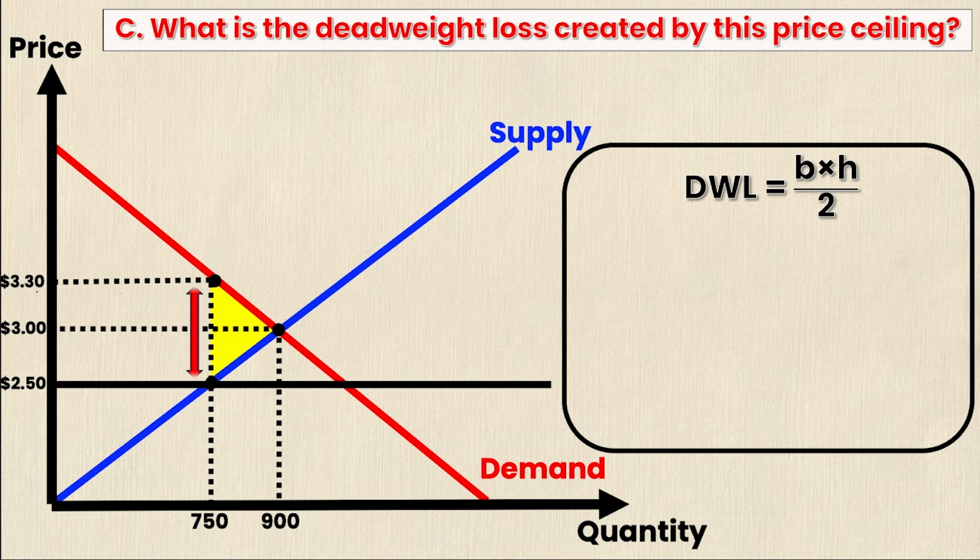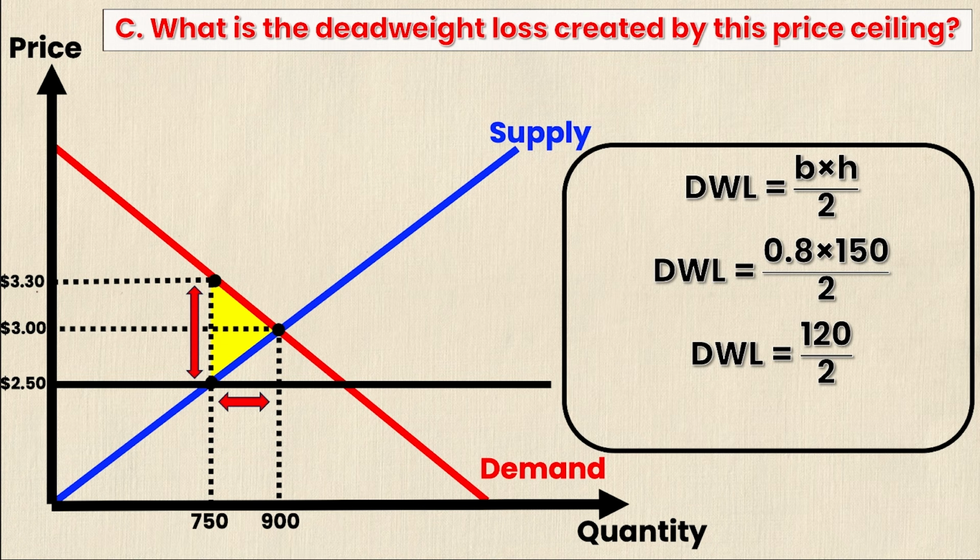And you might notice that the base is right here. It's the difference between $3.30 and $2.50. And the height of the triangle is right here. It's the difference between a quantity of 750 and a quantity of 900. So if I take these differences, it yields me the following. 0.8, which is the difference between $3.30 and $2.50, times the height, which is 150, and that's just the difference between 900 and 750, divided by 2. Simplifying the top, I get deadweight loss is equal to 120 divided by 2, and then finally deadweight loss is equal to $60. And that's my solution.